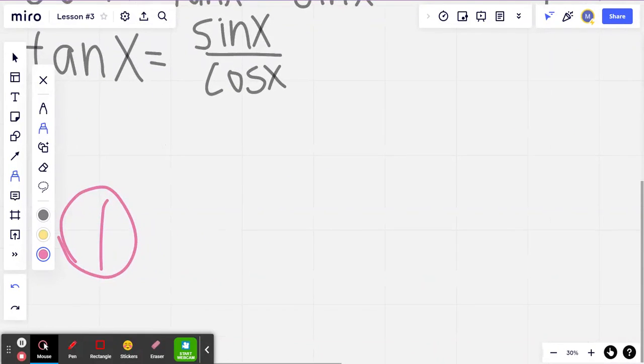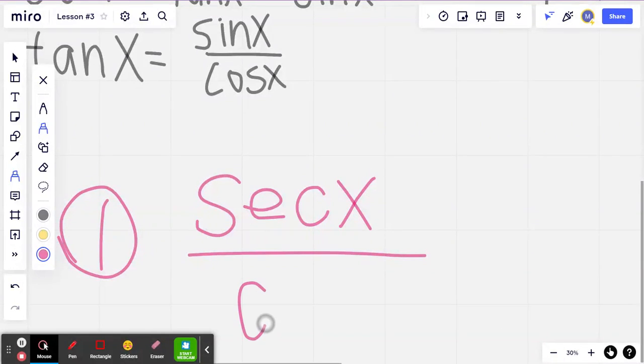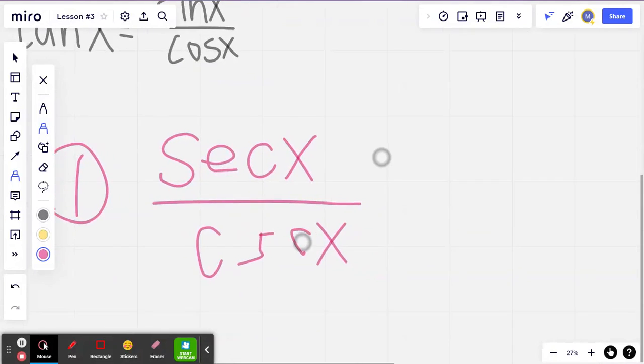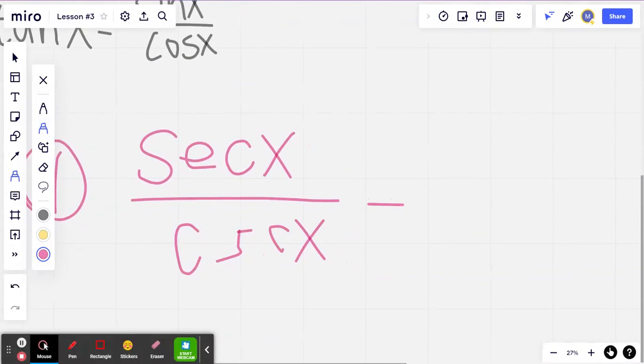So the first problem we're going to be solving is secant x over cosecant x. We will be applying those trig identities that we just discussed.